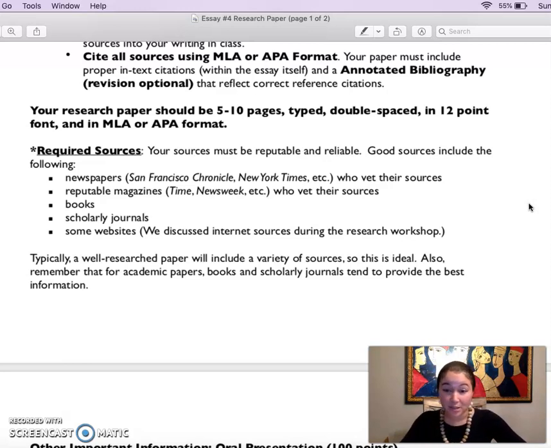You can include books. You could also include ebooks. Any government documents would work for this. Scholarly journals would work for this. And some websites, and we've talked about websites when we're doing SA3 research activities.